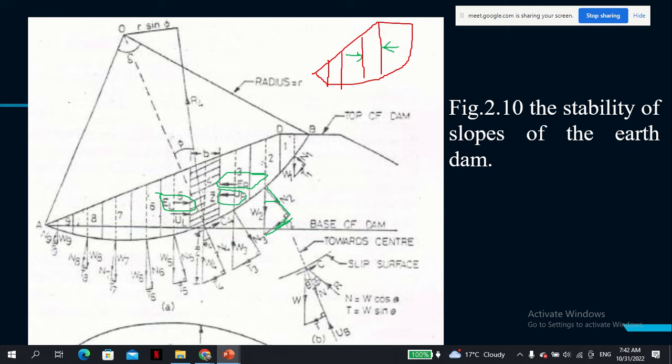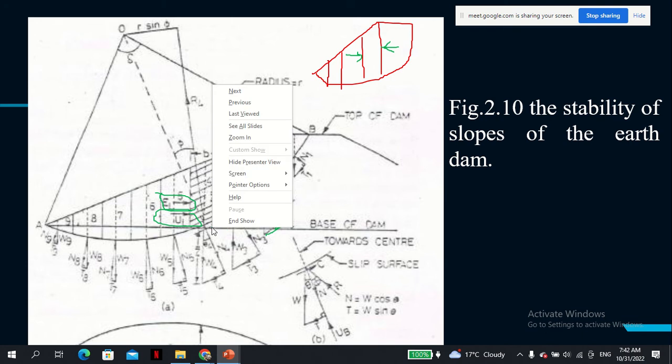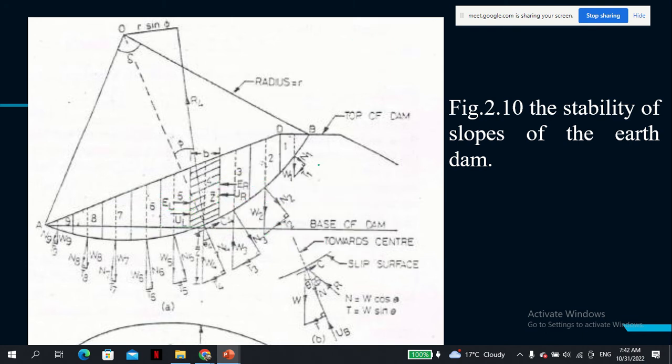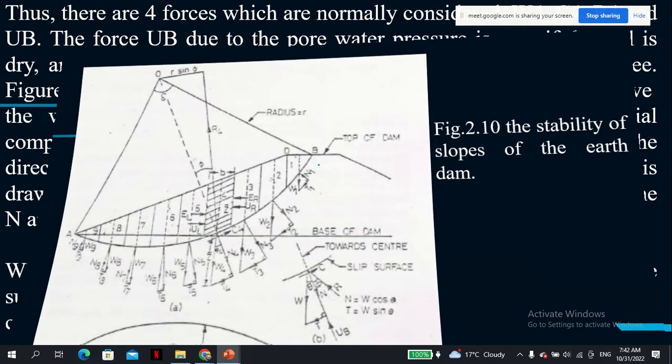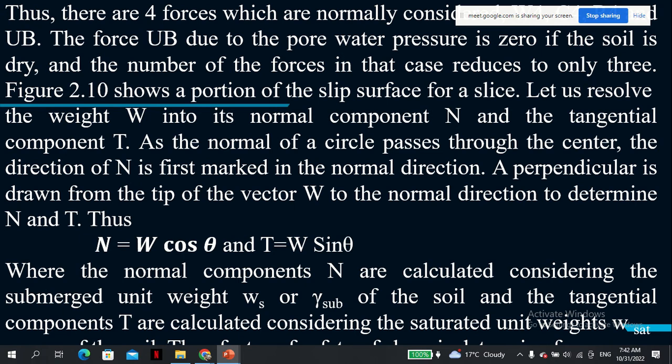Again, there could be pore water. All right. So we assume those, and they say they are equal and opposite. But because this method is simple and gives us conservative values, which more or less lead to safe design, it's still acceptable. So this is the point. I think you have been introduced to this in fourth year.